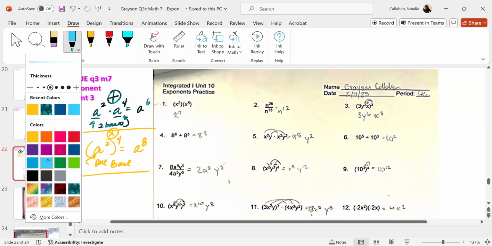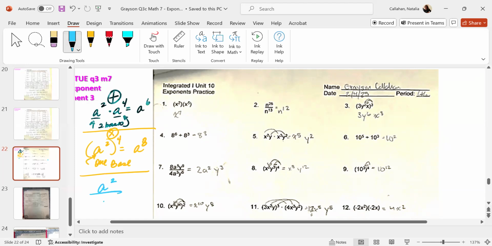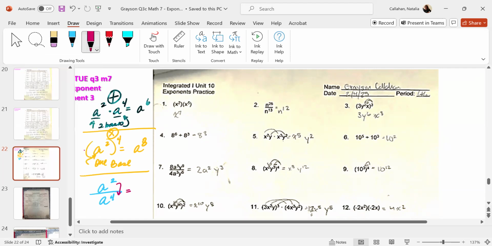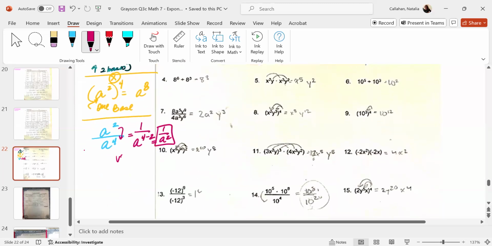Next one is if you have a division, you move the smaller number, like this one you move down, then you put a 1 on top, and it's a to the 4 minus 2, which is 1 over a squared, correct? Versus another one is if you have the bigger number on top and the smaller number on the bottom, then you move the smaller number up and it's just a to the third. Does that make sense? Okay.